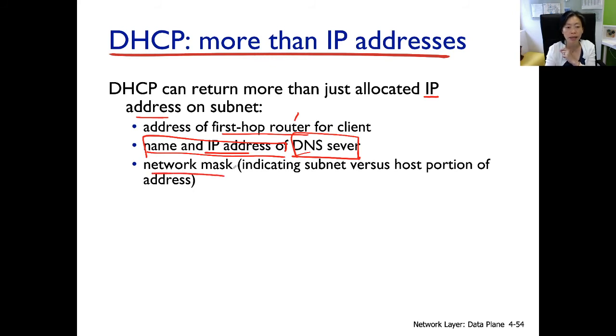And then the network mask. So this is to tell the host how long is the subnet part of the IP address. So provided the IP address, the DHCP server is also saying that, hey, what is the subnet part? And therefore, the client also knows what is the host part.